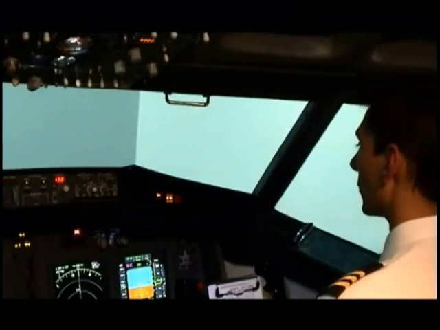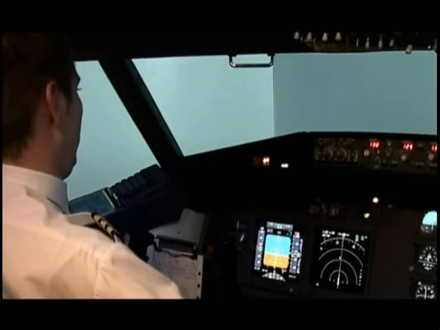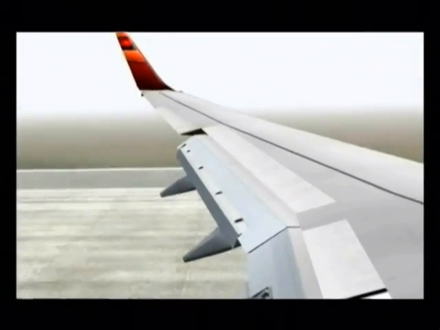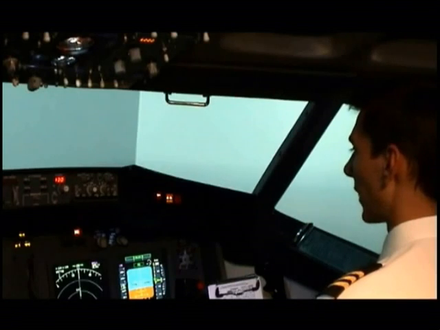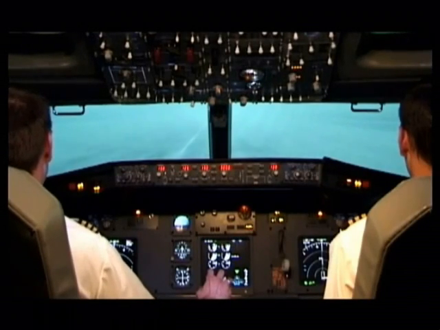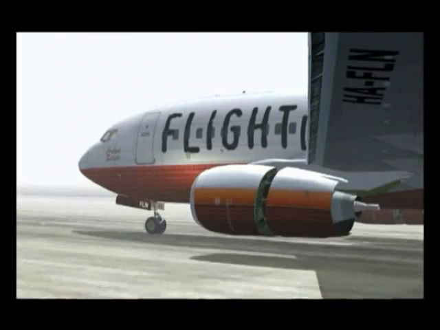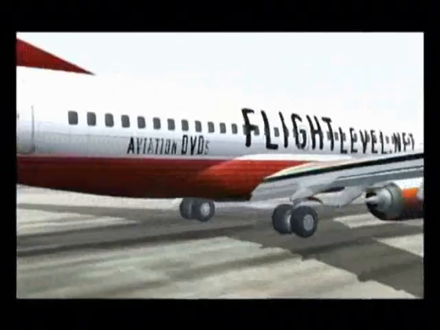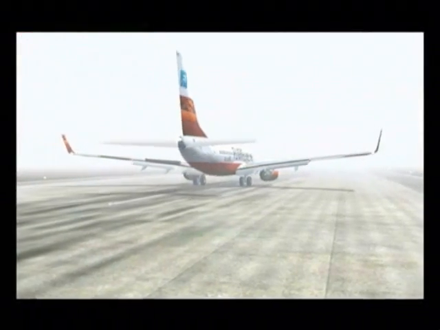Minimums. Landing. Speed brakes up. Left side is clear.